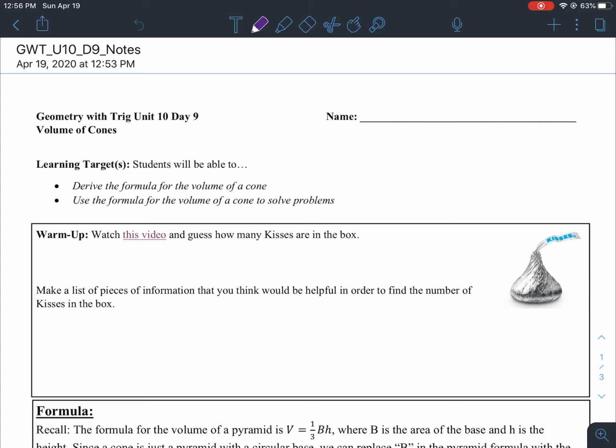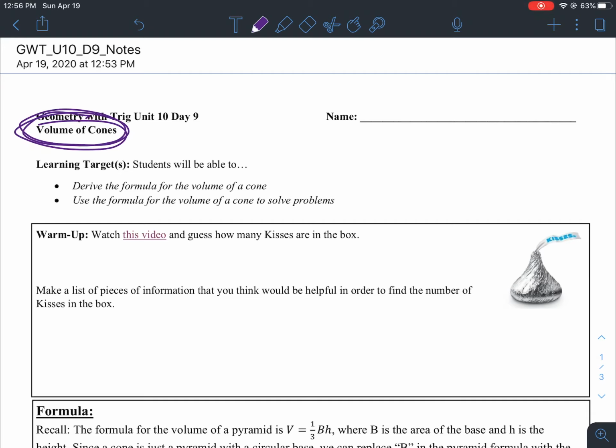Today we're going to be doing Unit 10, Day 9, which is volumes of cones. The last lesson we did was lateral area and surface area of cones, which again measure the outside area of the cone. Today we're going to be focusing on the volume of the cone, which is the space on the inside of it.